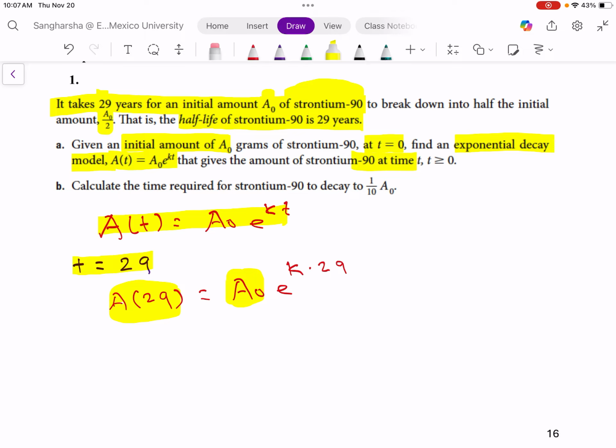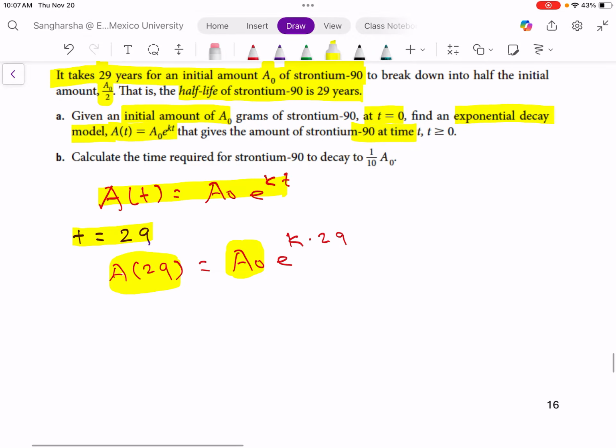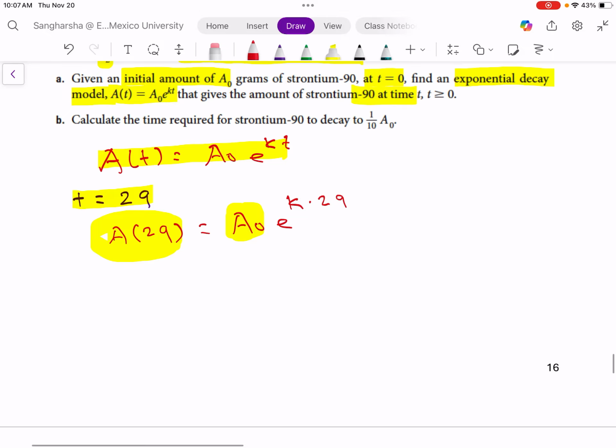A naught is just a number. We are using A naught as a general representation, so A naught is any number. Let's say you take A naught as 100 grams. So we have 100 grams now. After 29 years, the amount will be half of 100, which is 50. In this case, the amount of strontium 90 after 29 years will be half of A naught, which is A naught over 2, equals A naught as it is e to the power k times 29.